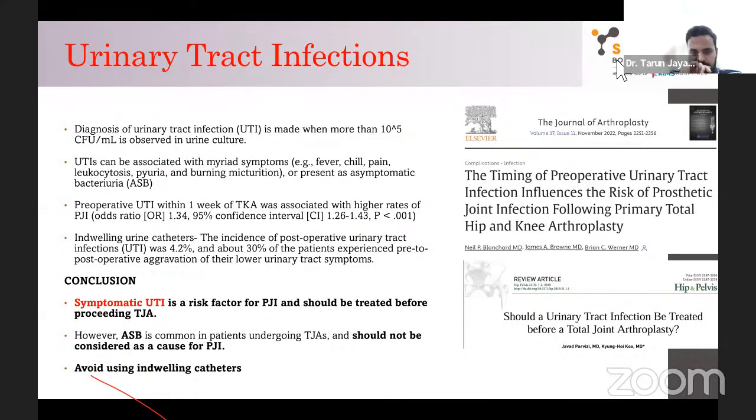So the main conclusion they found in most papers, and what we also follow, is that symptomatic urinary tract infection should definitely be treated before proceeding for the total knee replacement. However, asymptomatic bacteria, that is only the presence of bacteria in urine, is not a contraindication for surgery and it should not be a cause for concern. And we avoid catheters even in both our unilateral as well as bilateral patients.